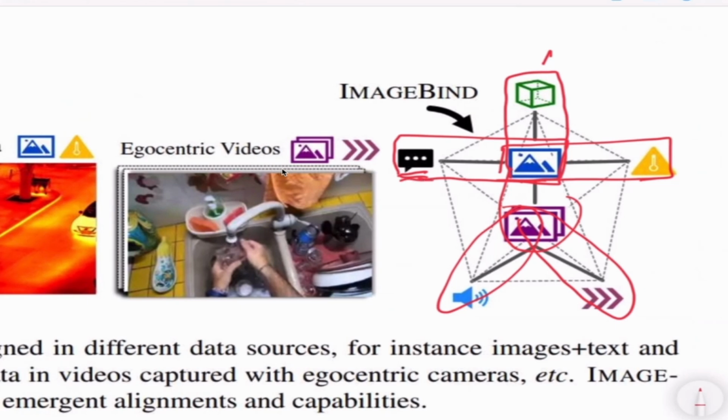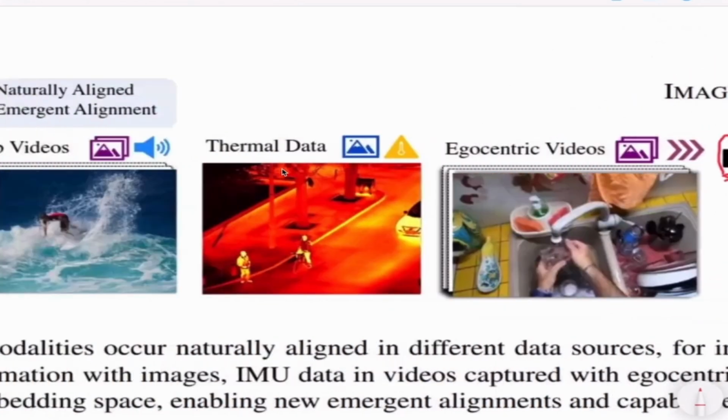What is the purpose here? You want to have the alignment between depth and image as well. So you want to bring the depth in the same space where your vision and language space is, because vision and language space is already aligned. Yeah. So you want to align now the depth in the same space, audio in the same space, thermal in the same space, inertia, IMU data in the same space as well. And that is it. And that enables them to do quite interesting stuff.